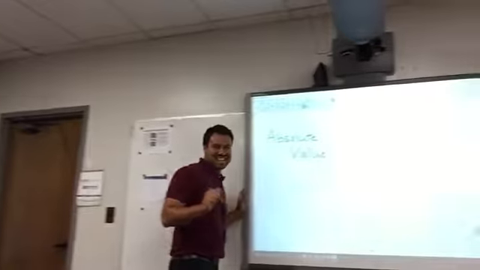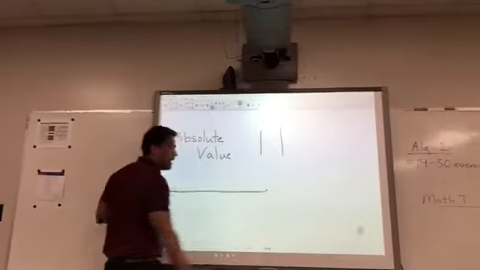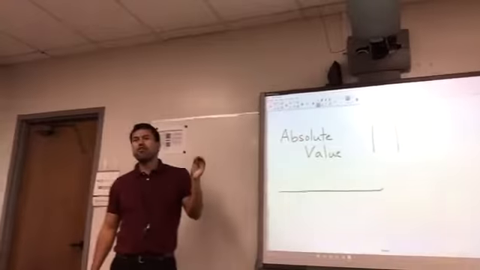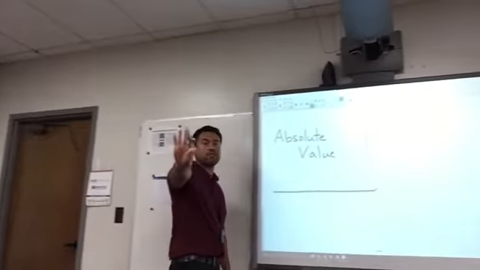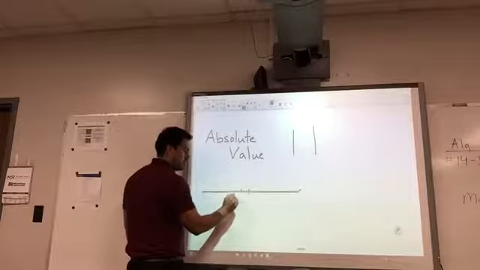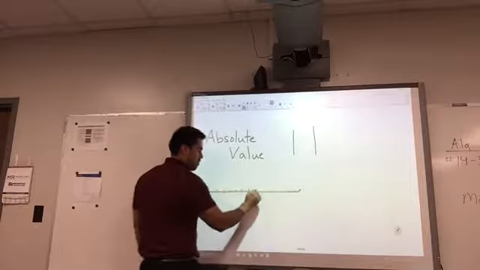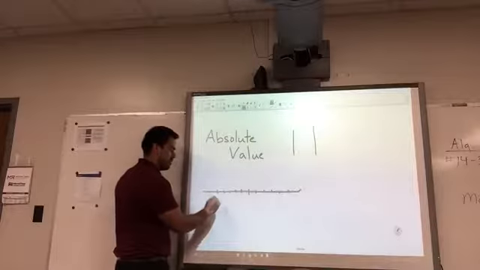How about this, guys? Draw another number line and go from negative 5 to positive 5. Negative 5 to positive 5. Okay, hold it for just a moment, Bella. Go ahead and do your number line.